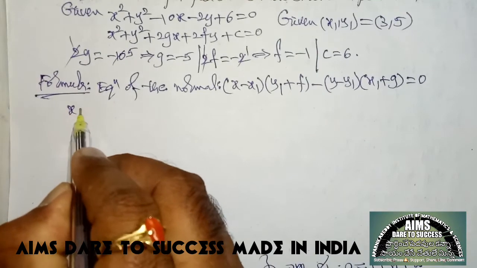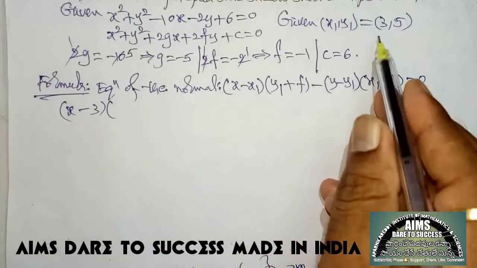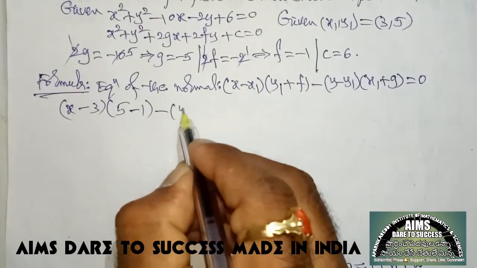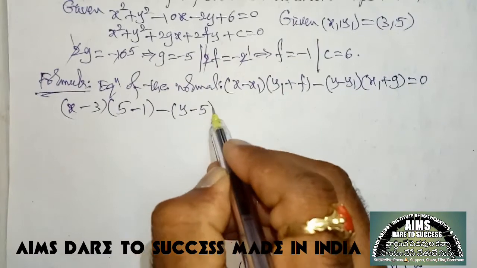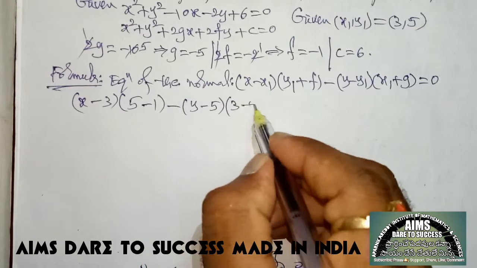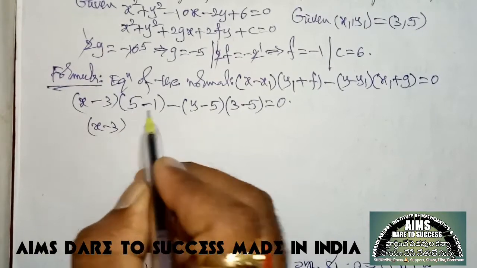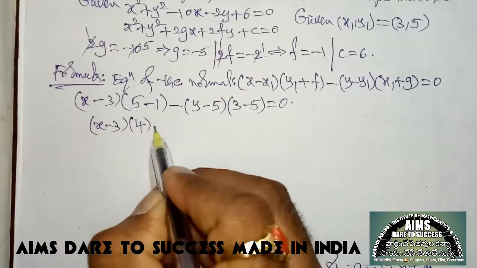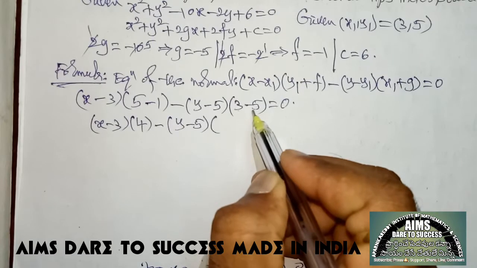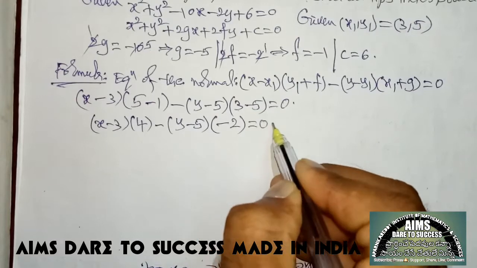We get (x − 3)(5 + (−1)) − (y − 5)(3 + (−5)) = 0. So (x − 3)(5 − 1 = 4) − (y − 5)(3 − 5). Here, small number minus big number gives a negative symbol: 5 − 3 is 2, so 3 − 5 is −2, equal to 0.